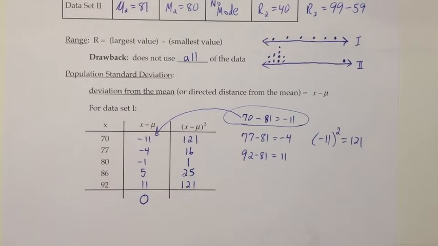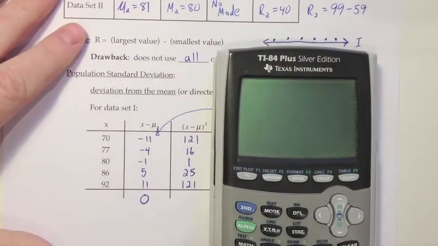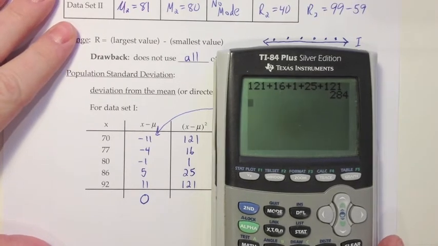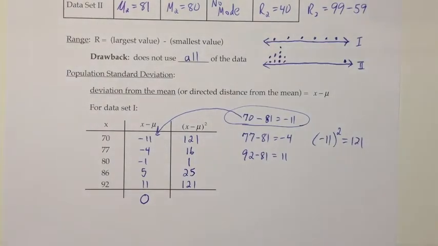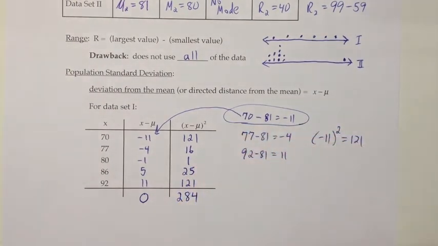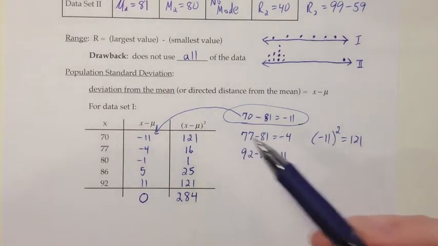and I want to know what the total is. So I'll add those up real quick on the calculator. So 121 plus 16 plus 1 plus 25 plus 121, and we get 284 for our total. So 284. So that's the sum of those deviations, some of the squared deviations actually.